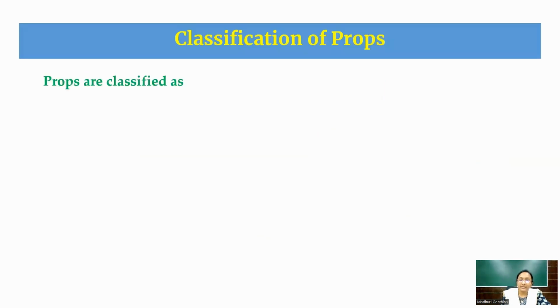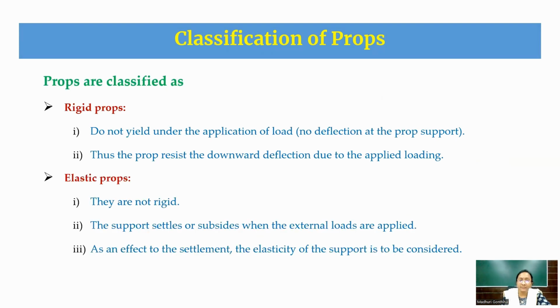The props can be classified into two categories. One will be your rigid prop and another will be your elastic prop. Coming to the rigid prop, there will be no deflection at this prop support when a load is applied, so they do not yield actually. That means the prop is going to resist the downward deflection due to this applied load.